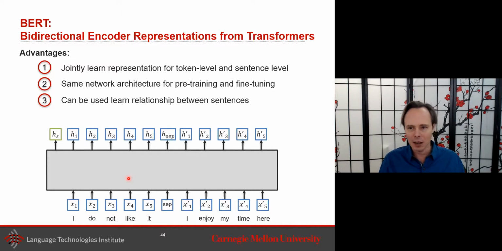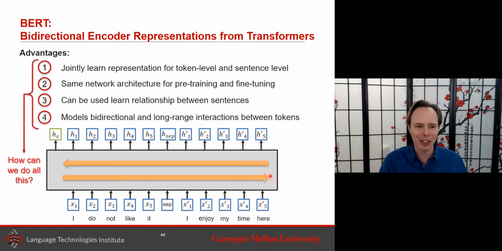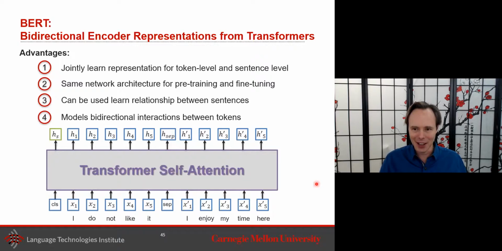And this is all done with long-range dependency and bidirectionally. That is the advantage of the transformer. So how do we do all of this together? What is going to be here? The model is a transformer with self-attention. But there's a small change.